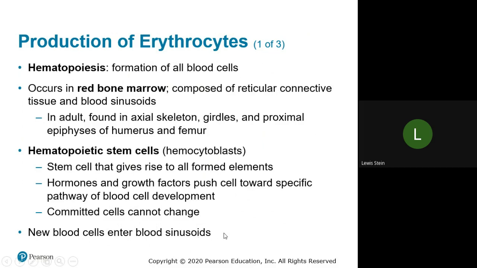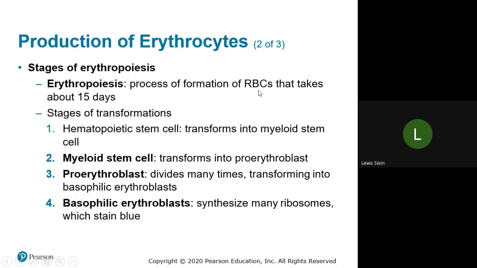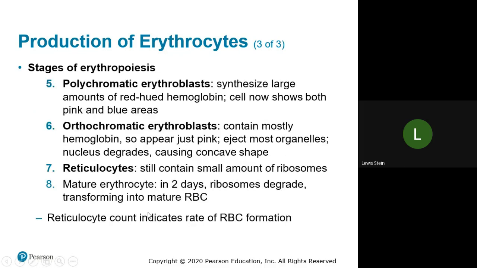Okay, so they go into these sinusoidal areas. So the formation of red cells, we're going to start with that, about 15 days, not a big deal. Transformed into a myeloid, and you don't have to know these. The myeloid stem cell transforms into a pro-erythroblast. A blast by definition is an immature cell. Okay, and then as you can see, many ribosomes stain blue, so we call them basophilic, then polychromatic, orthochromatic, mostly hemoglobin, pink. Most of the organelles are already starting to eject, the nucleus degrading, you can see the shape.